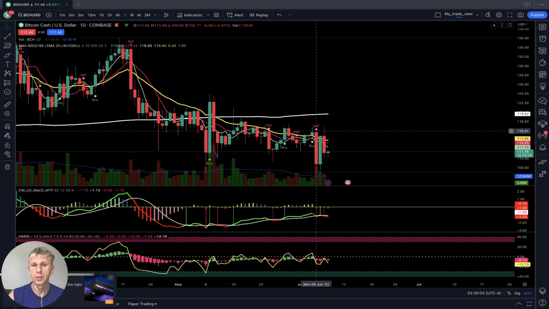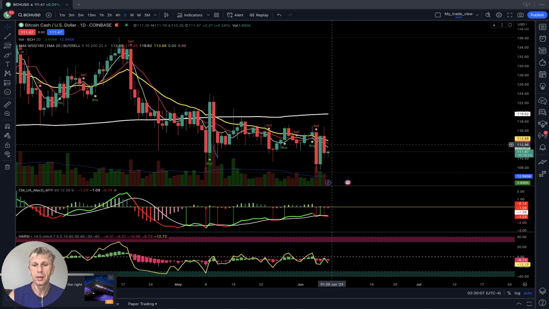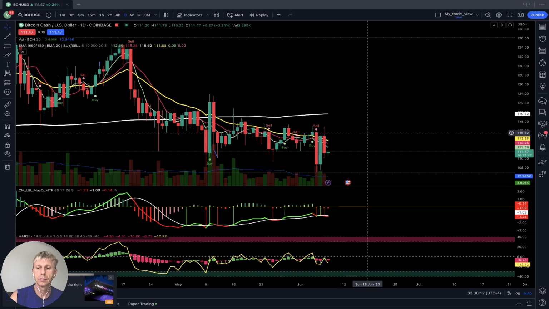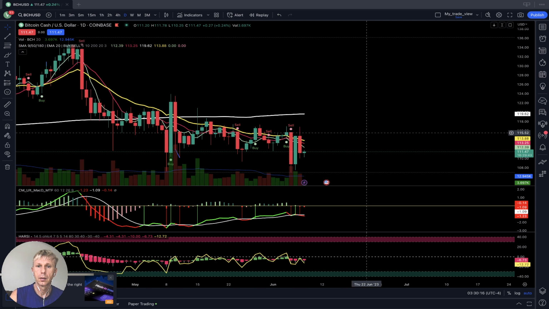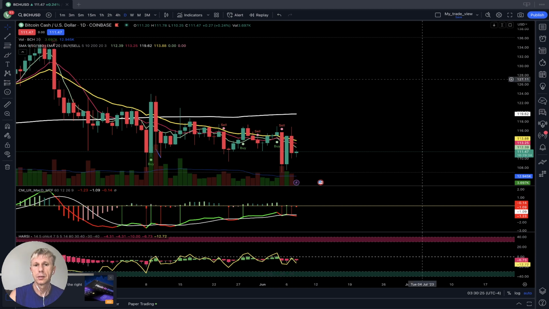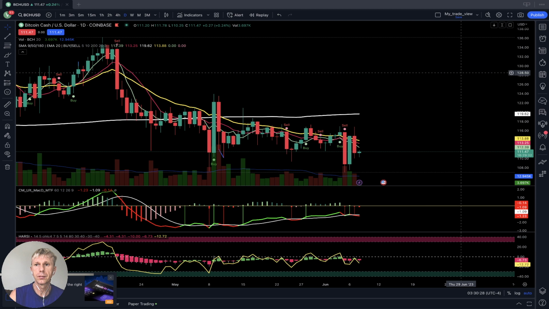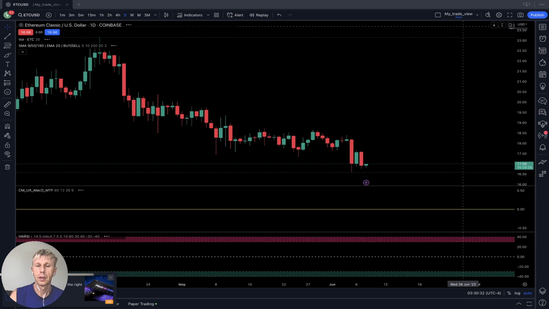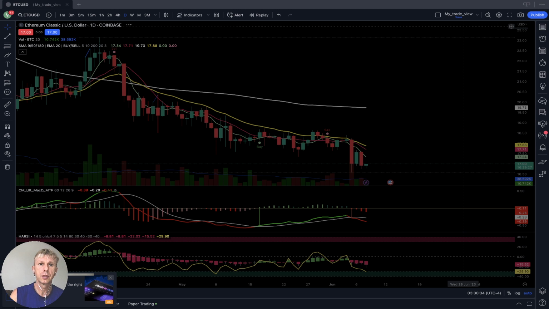Still sell signal from the script, bearish trend, last bar below all moving averages. MACD red, Fibonacci red, RSI in the bearish territory. Still bearish trend for Bitcoin Cash. It's on a daily time frame, Bitcoin Cash.